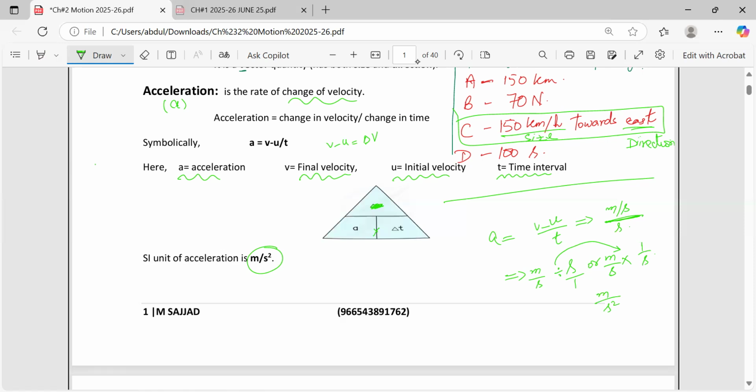You can simply memorize it. No need to go into this much detail. So meter per second square is the unit for calculation of acceleration. Please, if you have any doubt, any ambiguity, please feel free. You people can ask me now.